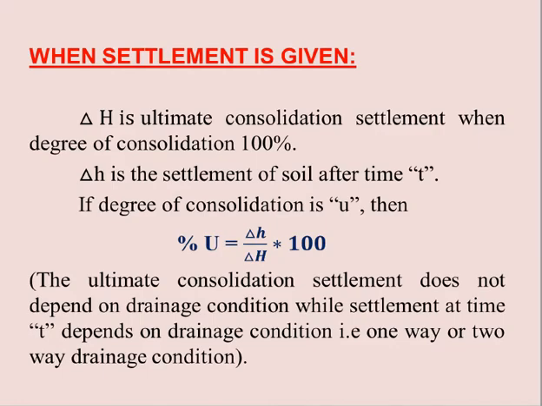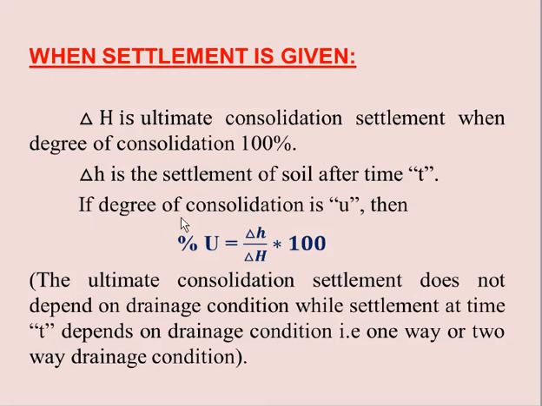For that there are some parameters. Delta H is the ultimate consolidation settlement when degree of consolidation is 100%. That is, when degree of consolidation is 100%, there will be a change in height for the clay layer, notated by the symbol delta capital H. Delta small h is the settlement of soil after any time t. We are calculating the degree of consolidation at any time t, and at that time the settlement of the soil is notated by delta h.